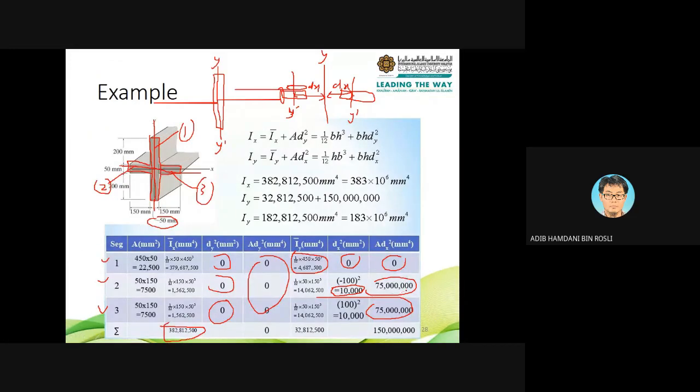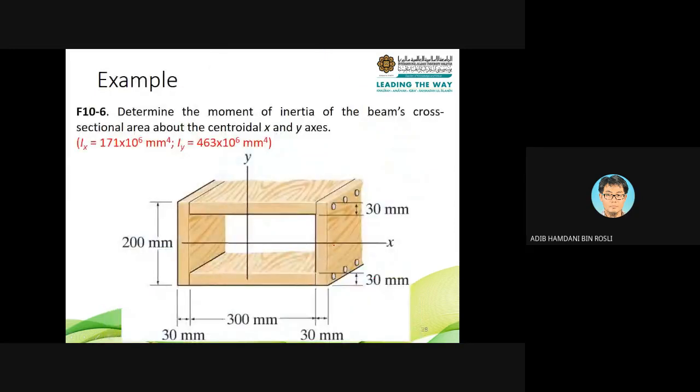If you want to find Ix, it will be this summation. And if you want to find Iy, then you need to be careful because you have to add the A dx squared, right? So this is I y prime, and this is A dx squared. In Ix you just have I x bar, because all of them have the centroid at the real x-axis. So these are your moment of inertia about the x-axis, Ix, and about the y-axis, Iy, for these composite areas.